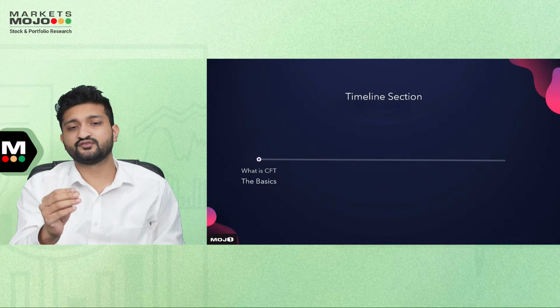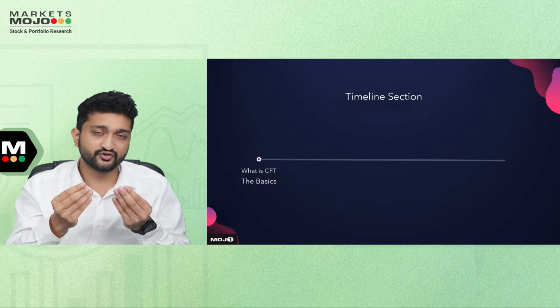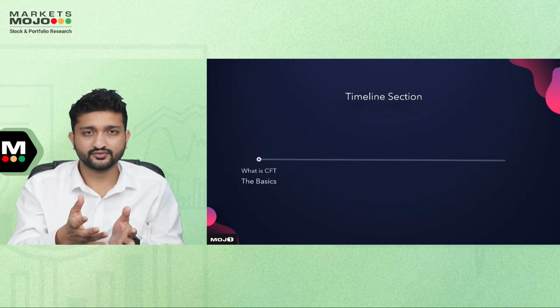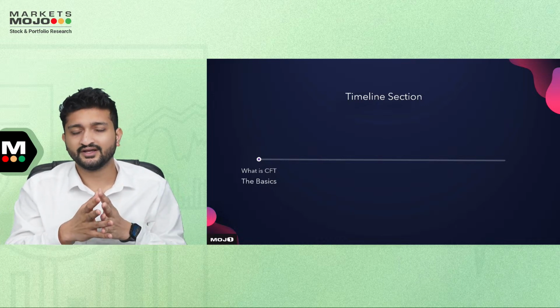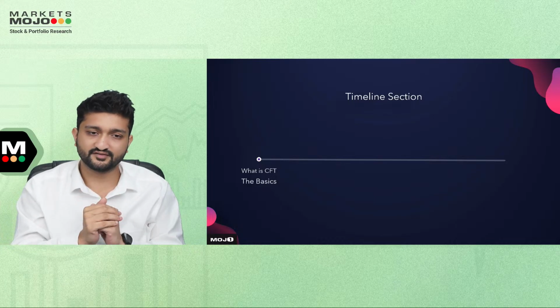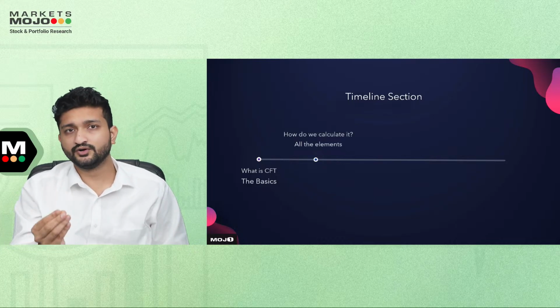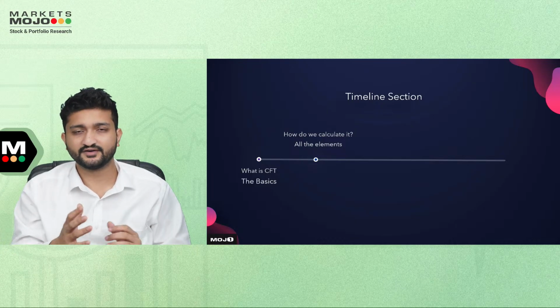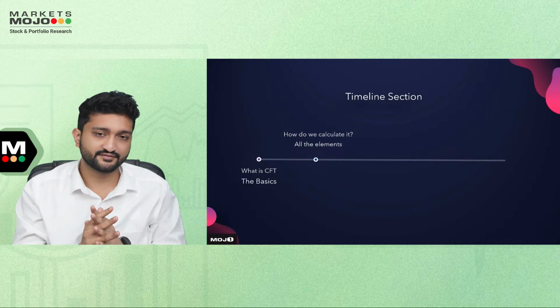We'd start with the basics. What is CFT? How is that particular dot actually calculated? What goes into the calculation of it? And how this current financial trend, I'll be using the word CFT or current financial trend, it just means the analysis of the result. We'll be talking about the basics to start off with. Then we would move to all the elements that go into play while calculating it. What are the different elements across different financial statements we look at to calculate this current financial trend?